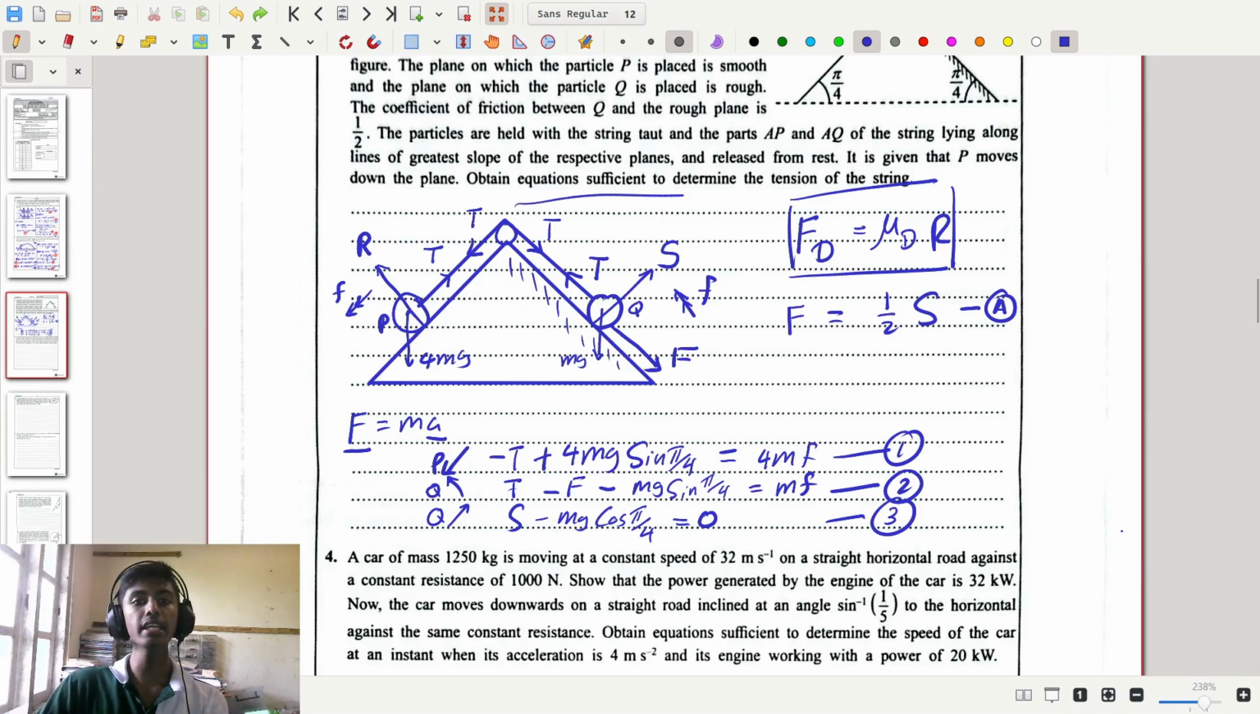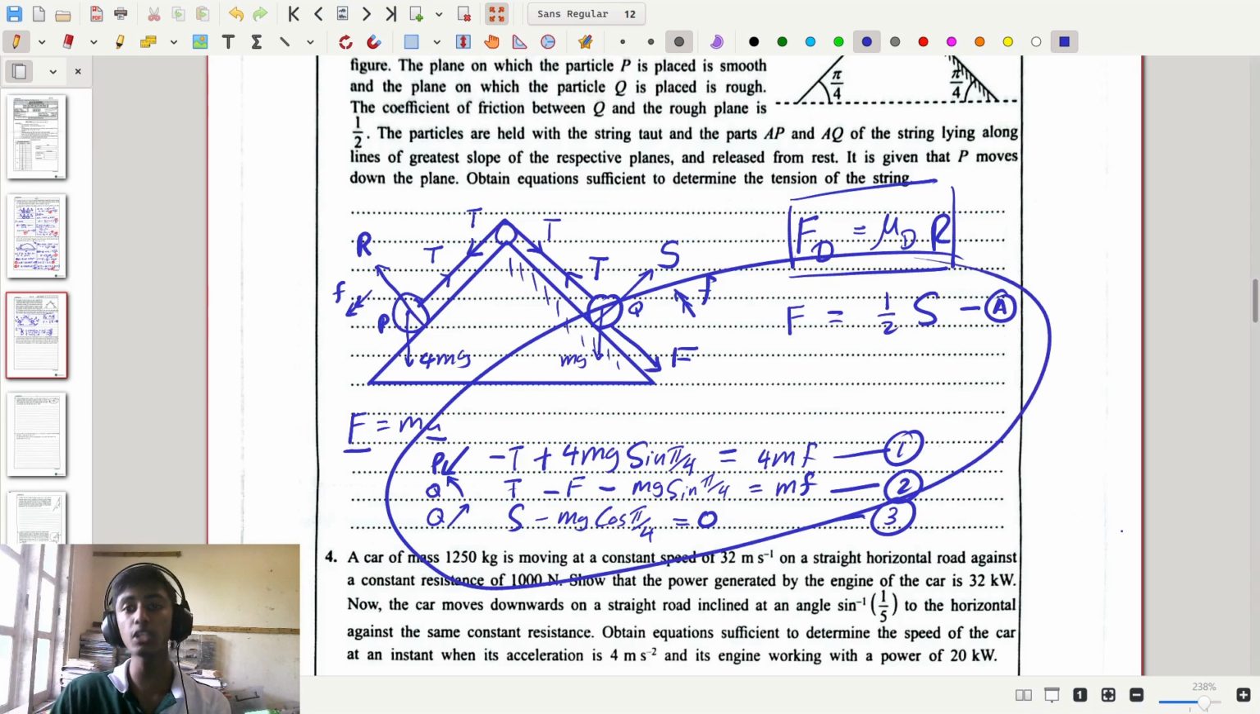We need to obtain equations sufficient to determine the tension of the string, which means that once we obtain these equations, we are actually done. So this is actually the end of the question. This is all we need to write.